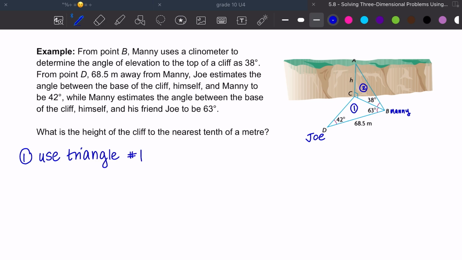I've got some information missing from it that would probably help me solve. That would be helpful. And I have to also look at my diagram and see, okay, and this is 68.5, and that's all we know. This is C, this is B, and this is D.